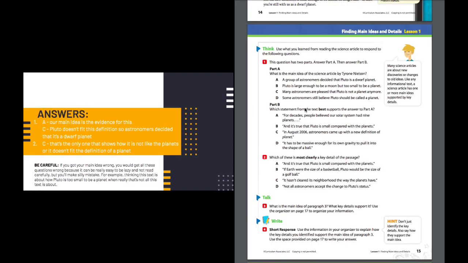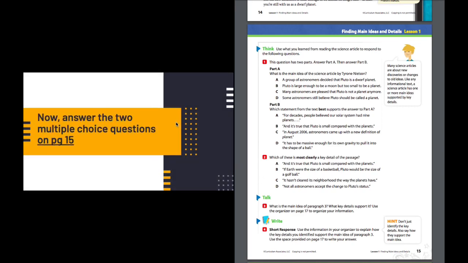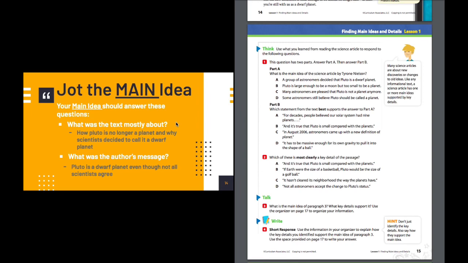All right, so your answer to number 1 should be A. What is the main idea of the science article by Tyrone Nielsen? A group of astronomers decided that Pluto is a dwarf planet. This is supported by our main idea, because our main idea said that Pluto is no longer a planet, and the scientists decided to call it a dwarf planet.